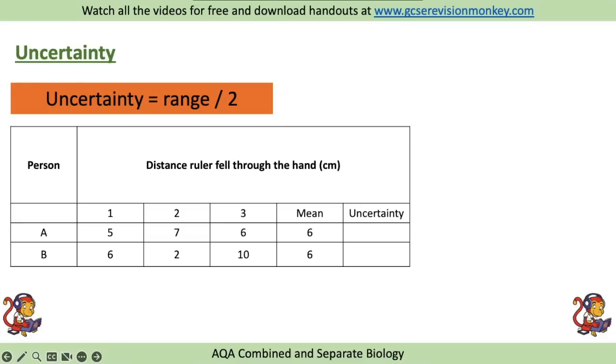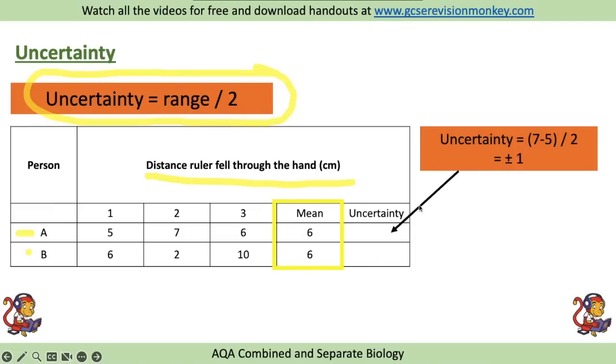Also, uncertainty can come up on any paper. Uncertainty is calculated by the range divided by 2. For example, this is a set of results with 2 people, A and B, and it measured the distance the ruler fell through their hand. So they've taken 3 repeats and calculated the mean. You'll notice the mean is the same for both people, but the uncertainty will be different.